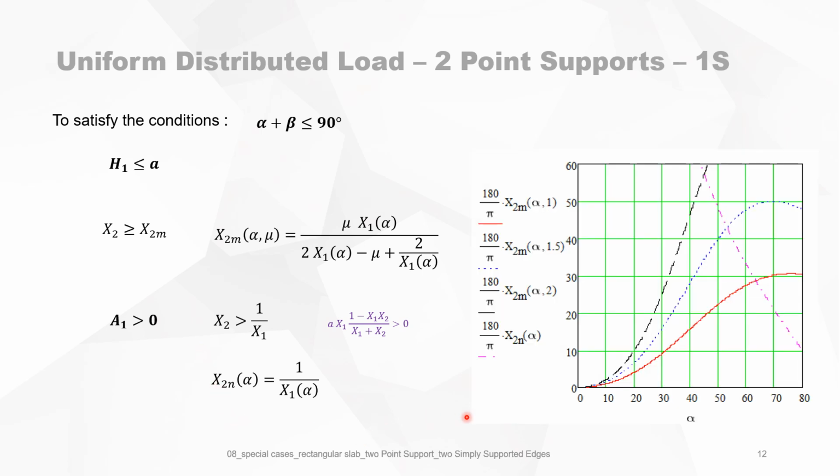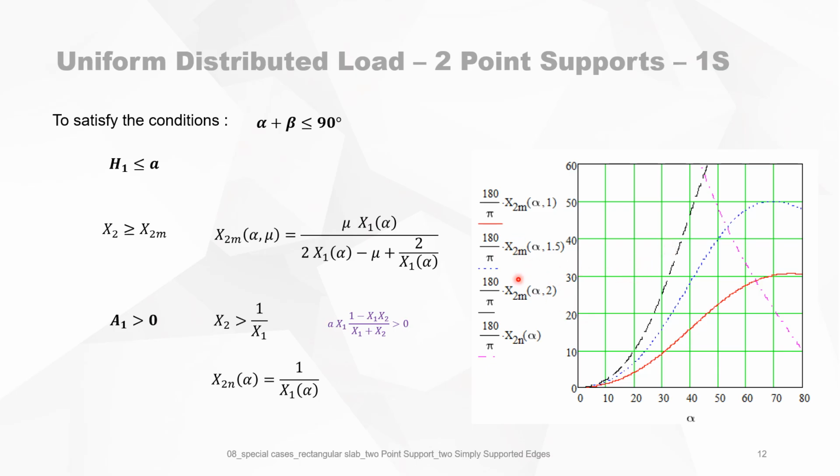What does this mean in practice? Those three conditions, you can plot them on a curve. This is alpha in degrees from 0 to 80 degrees. And this is the value of x2M, which is the condition H1 smaller than A. It means that every value combination of alpha or beta must be on the left-hand side of the curve.